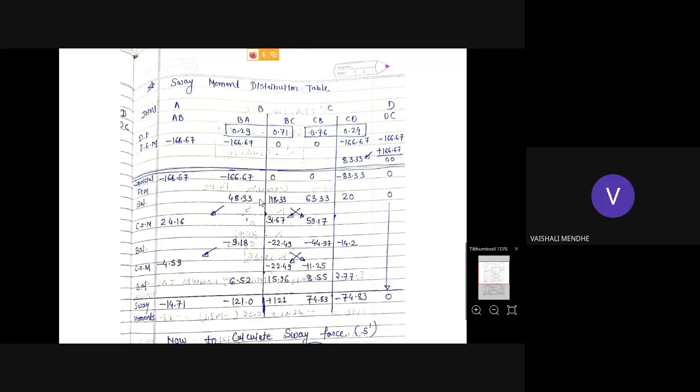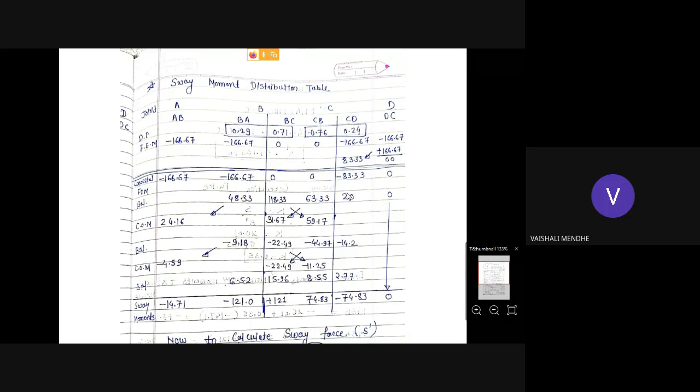So I have already told you this. Okay, here what is the total moment at joint B? It is -166.67. Correction will be plus into distribution factor. Okay, so if you have calculators with you, calculate this value and check your value with my values. Plus 166.67 into 0.29 will give 48.33. Okay, so we have distributed this moment in member BA and BC.